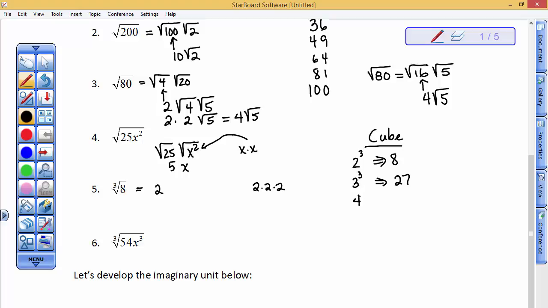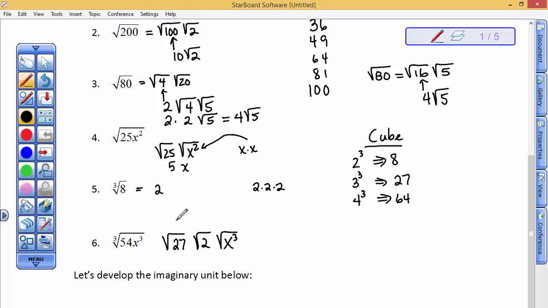The number 4 cubed, 4 times 4 times 4, is 64. So in this number 54, I'm looking for a number from this list that divides into it, and I believe 27 does, twice. I believe that 27, and I'm going to write this separately, times 2 is 54, and then here I'll have that x cubed.